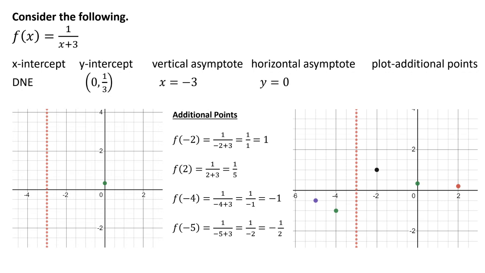So let's go through them quickly here. This is when x was equal to -5. My answer here was -1/2. When x equals -4, my value was -1. When my x was -2, I had a 1. When x equals 0, y was equal to 1/3. And when x was +2, I had 1/5.